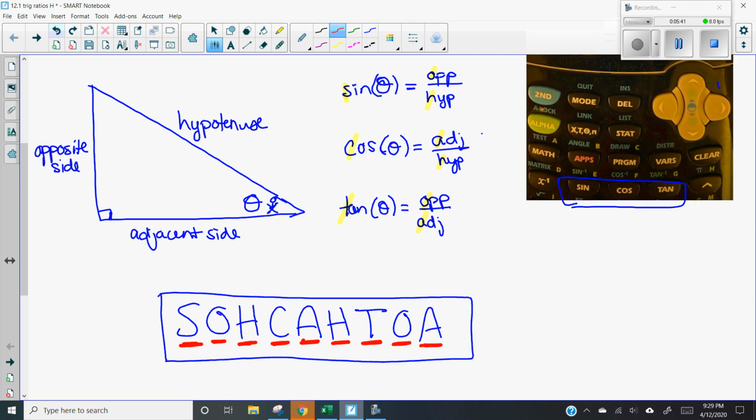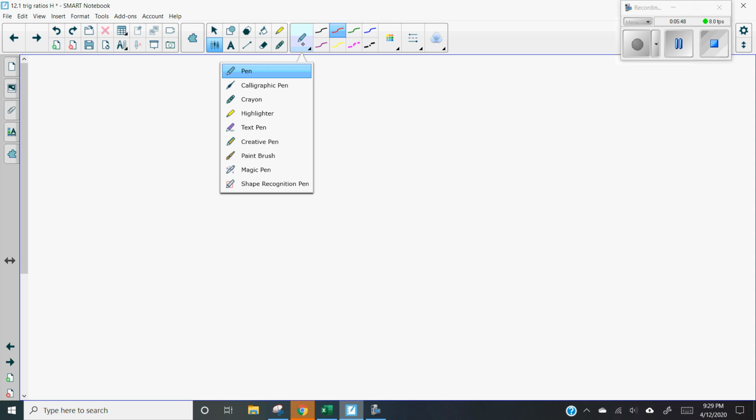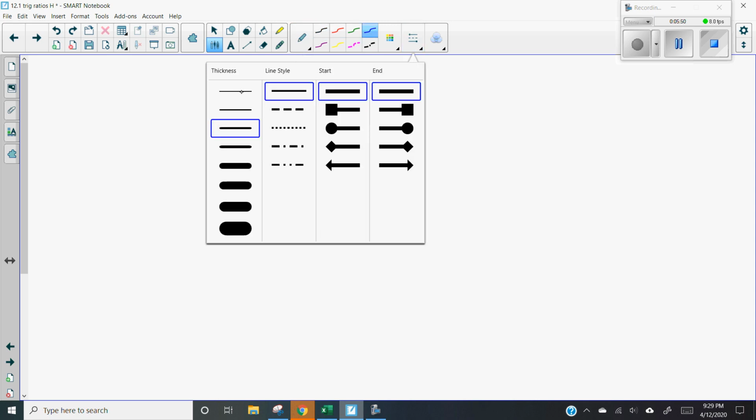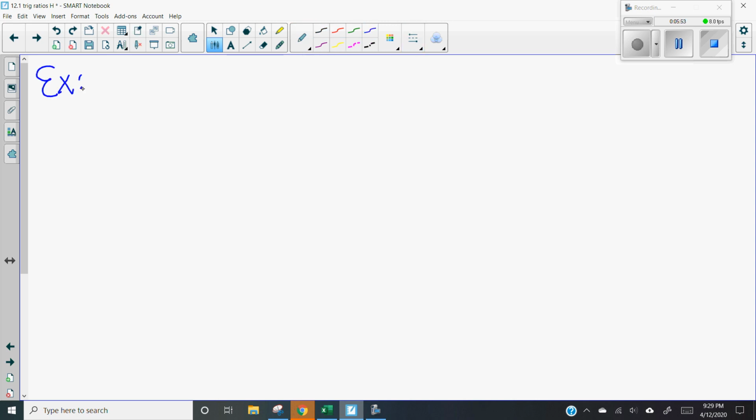Okay, so let's try an example and we'll see how this works exactly. There's a couple different scenarios we're going to come across today. Okay, so our first example here, let's just say we have maybe a 3, 4, 5 right triangle.